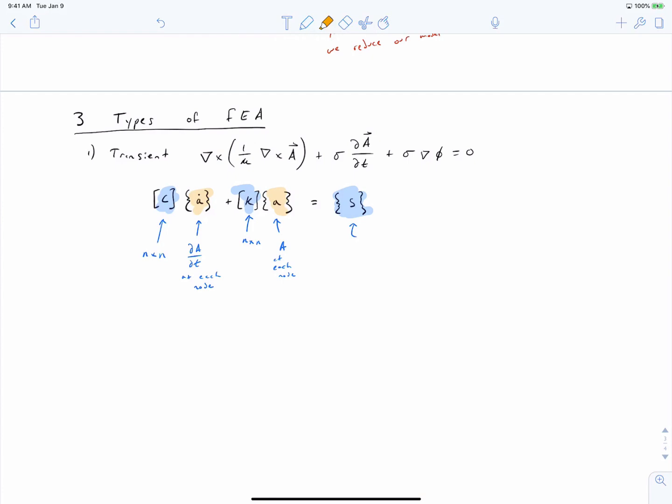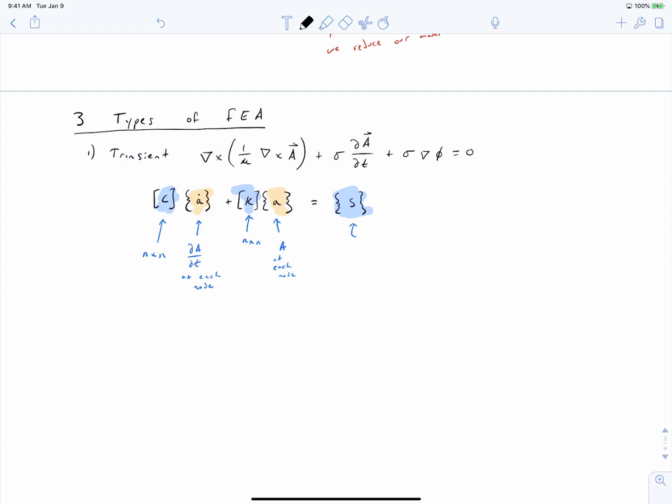And I should point out that our matrices K and C depend on the mesh that we're using. They depend on the material properties, which means that they're nonlinear. They depend on the saturation state, since mu is a function of B. Okay, so we've got this set of ODEs that are differential in time, but they're discretized in space.